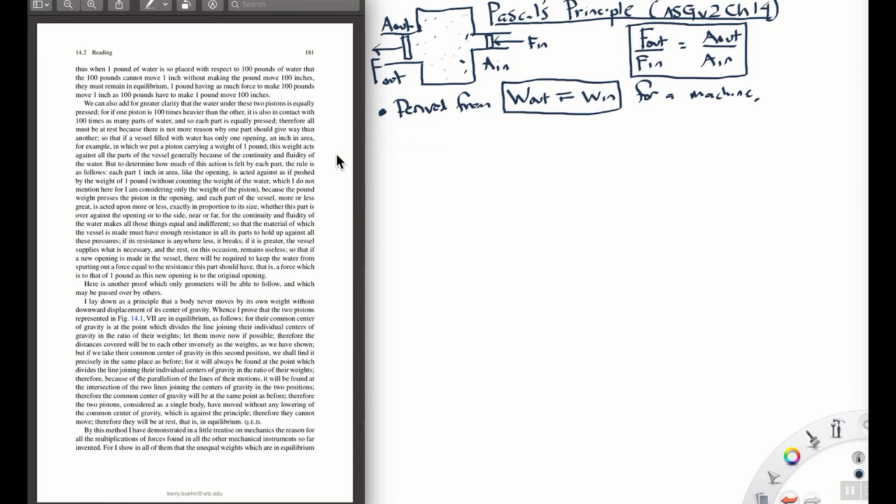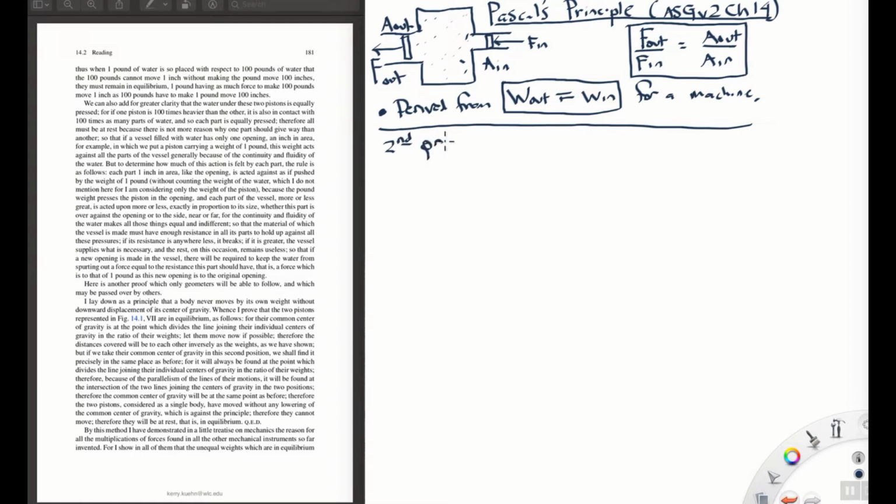So what I'd like to do is go through that proof of Pascal's principle. So let me draw a line right here. And we're going to do a second proof of Pascal's principle. And just to be clear, what do we mean by Pascal's principle? It's this formula right here. Okay. How do we do the second proof? How does Pascal do a second proof of what is now known as Pascal's principle?